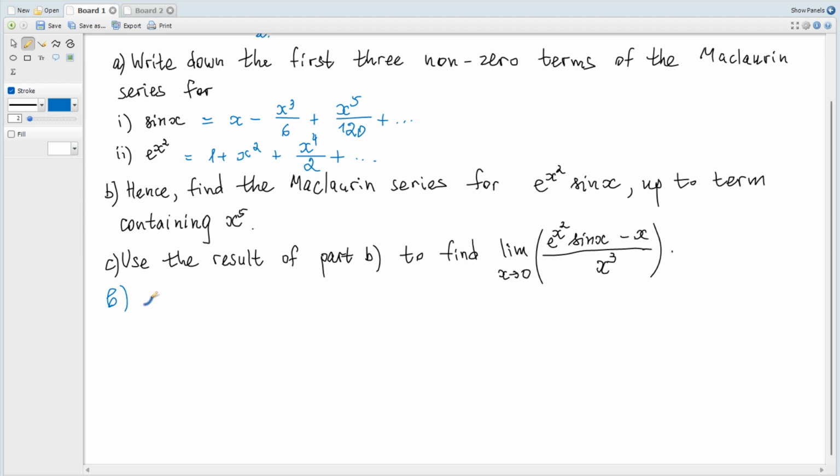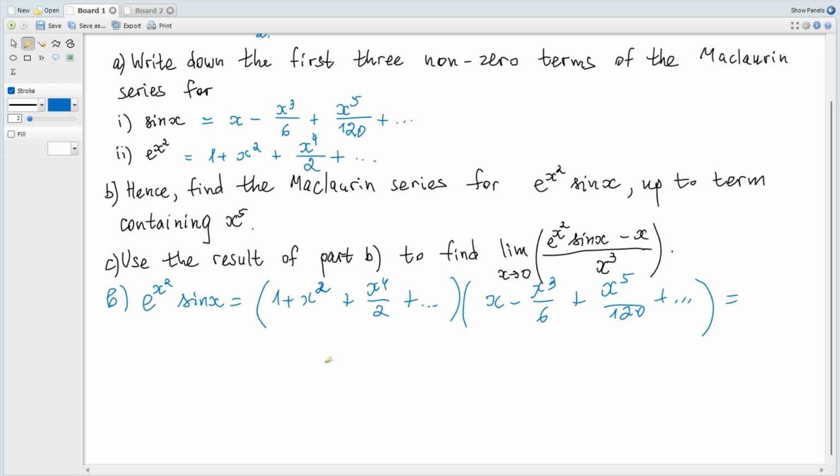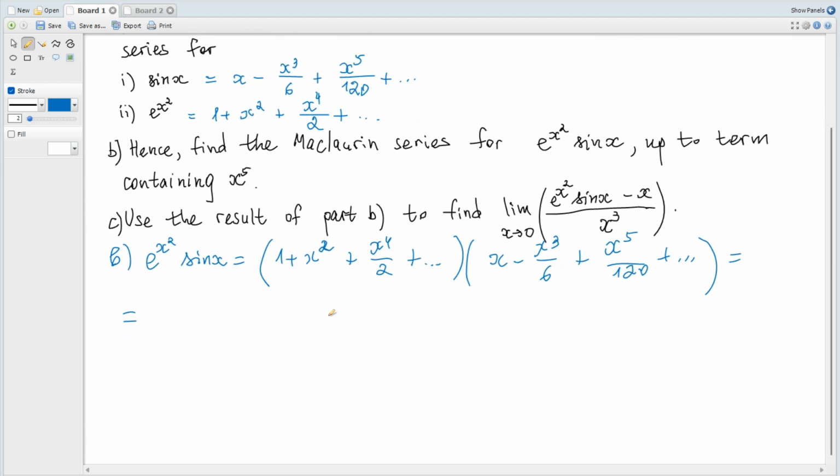So e to the power of x squared multiplied by sine of x can be rewritten, using the previous result, as 1 plus x squared plus x to the power of 4 over 2 plus higher powers of x, multiplied by x minus x cubed over 6 plus x to the power of 5 over 120 plus higher powers of x. And now we consider this expansion.